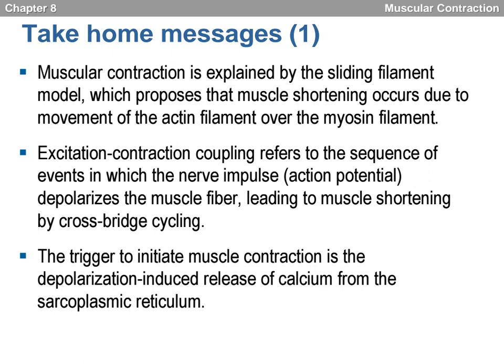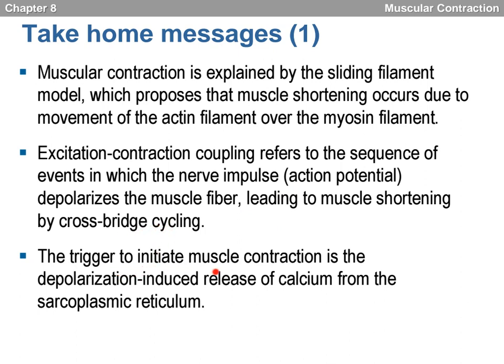Okay, here are a few take-home messages. Muscular contraction is explained by the sliding filament model, which proposes that muscle shortening occurs due to the movement of the actin filament over the myosin filament. Excitation-contraction coupling refers to a sequence of events in which the nerve impulse, the action potential, depolarizes the muscle fiber, leading, with some delay, to muscle shortening by cross-bridge cycling, which we've just talked about.